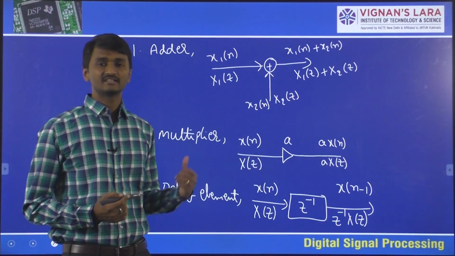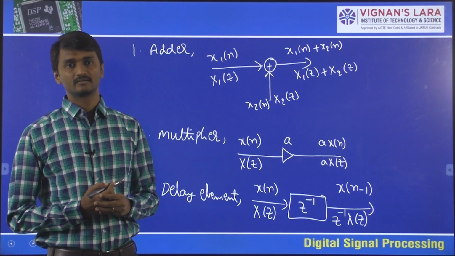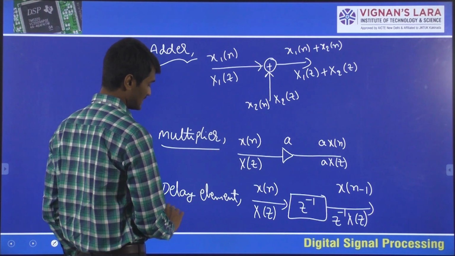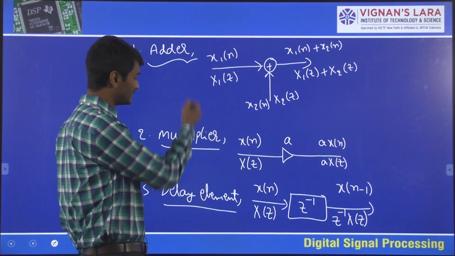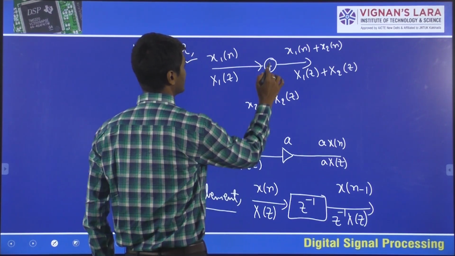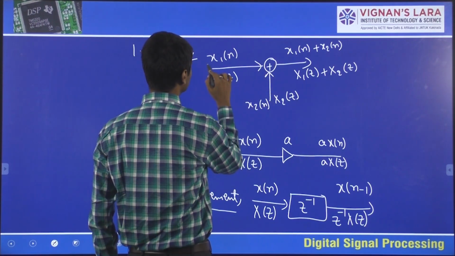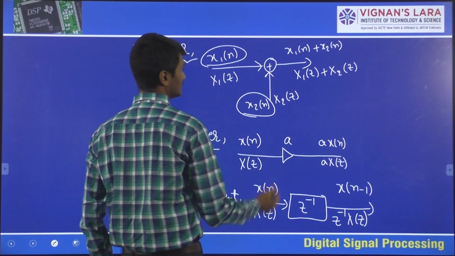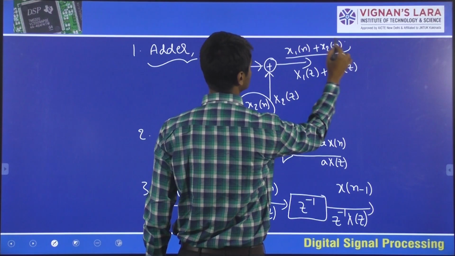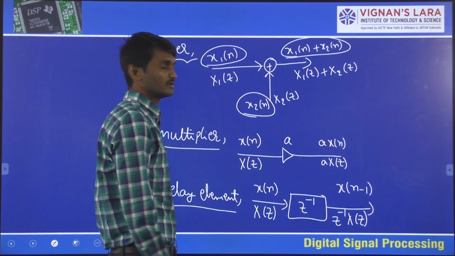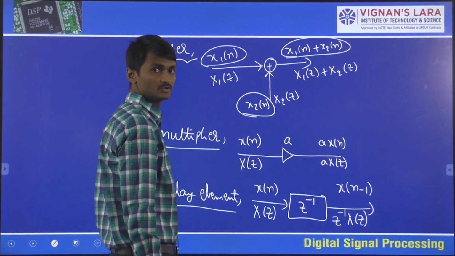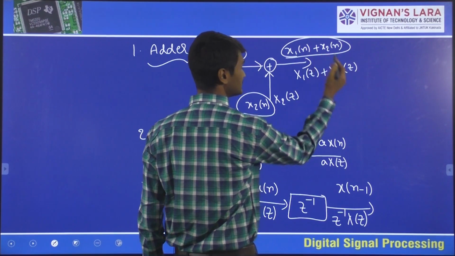Okay. So these are the basic building blocks of a digital filter. The first one is the adder, then the multiplier, and the last one is the delay element. These three are used to realize digital filters. Coming to the adder, we use it to add two signals. So the addition of two signals is x1 of n plus x2 of n. Here x1 of n is the input to the adder and x2 of n is another input to the adder. The output of that adder will be x1 of n plus x2 of n.